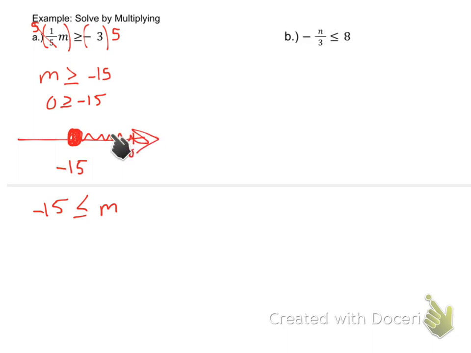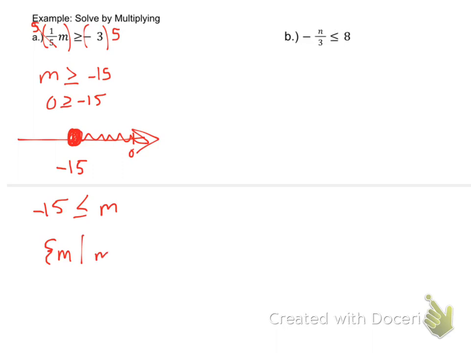We can graph it. Can you guys give me the set notation? Remember what set notation was? Set notation had the brackets. So it's a bracket, m, such that, which is a straight line. And then, which one are you going to choose? You're going to choose m is greater than or equal to negative 15, or negative 15 is less than or equal to m?